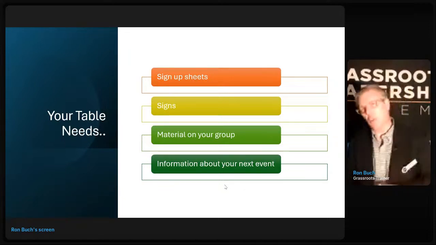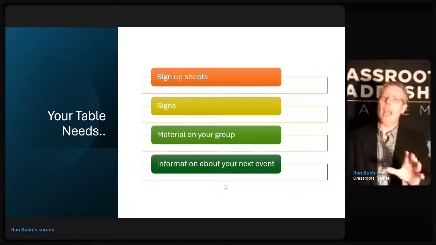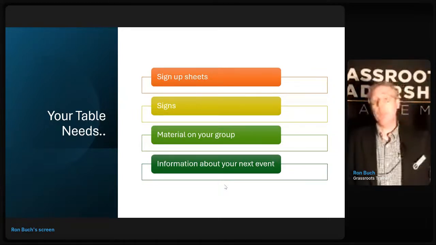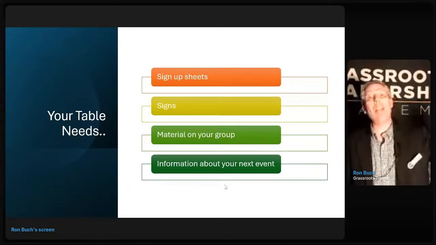All of those things are good reasons to have clipboards at the table and have your sign-up sheets on the clipboards. I would also recommend having QR codes on every page of your sign-in sheet and maybe having a couple other displays of your QR code. You want your QR code to take people to a Google form or some other platform that allows them to electronically sign up.